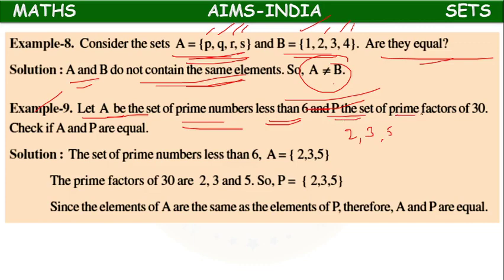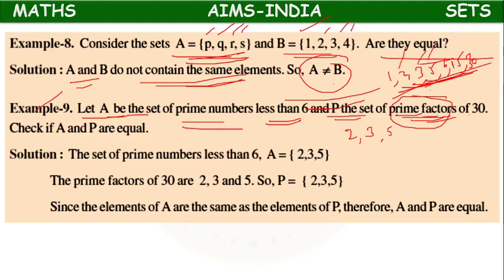And P is the set of prime factors of 30. The factors of 30 are 1, 2, 3, 5, 6, 15, 30. All are factors of 30, but they are asking only for prime factors. That means out of all the factors, only the prime numbers.